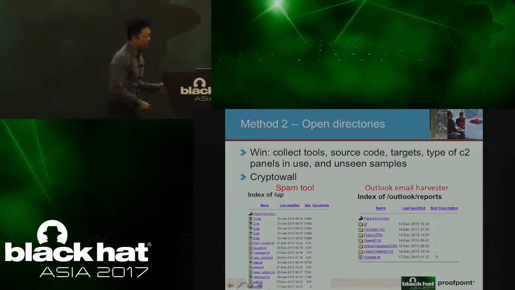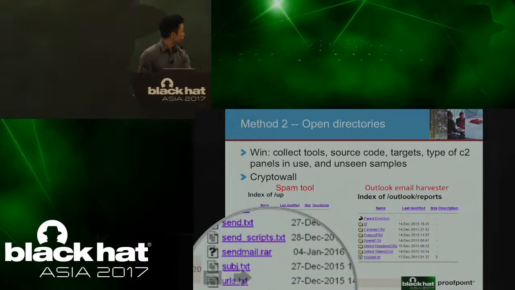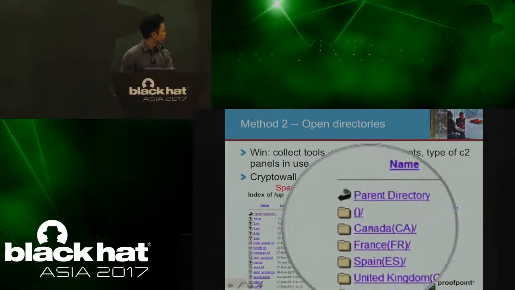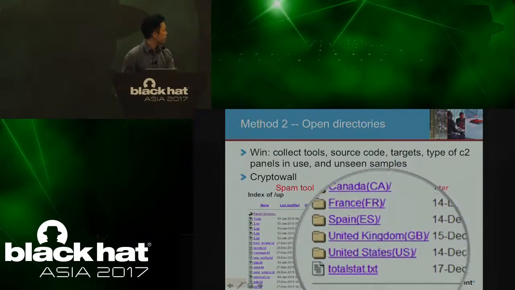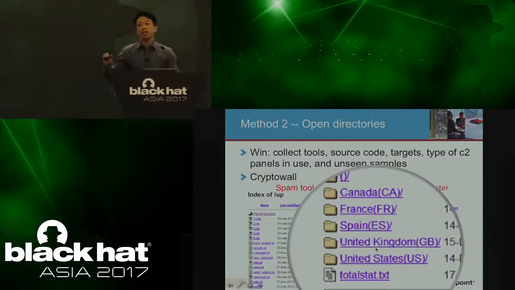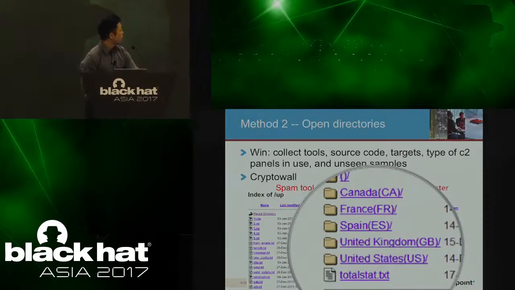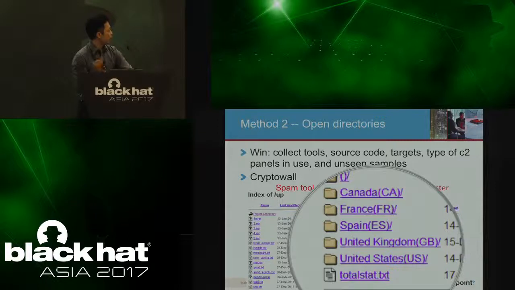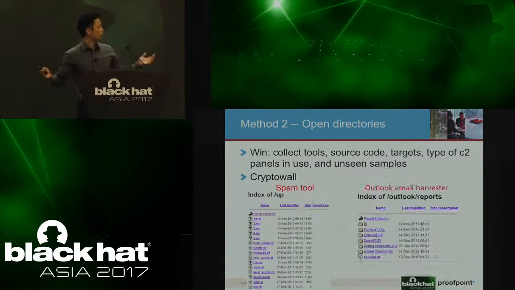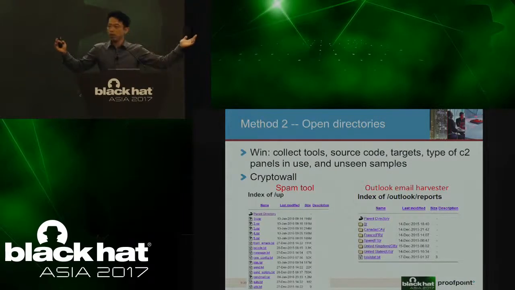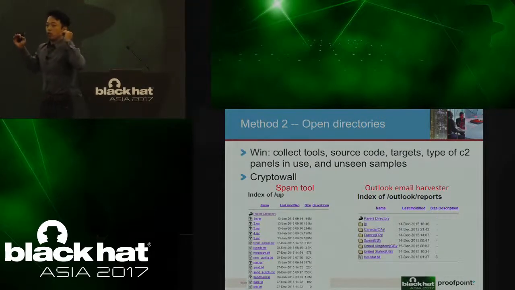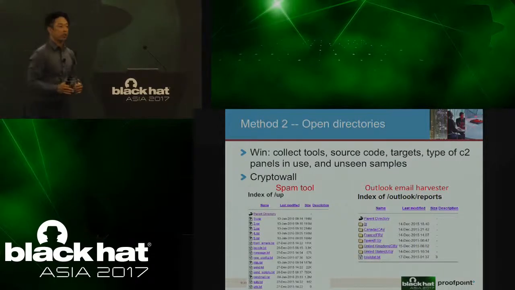What we learned from here is that, all right, they're absolutely grouping their campaigns according to location, and when these malware upload the extracted emails back to their command and control, it's stored in different folders such as Canada, France, Spain, United Kingdom, United States, right? Just from that, we understand which regions they have been targeting at the time of this discovery.